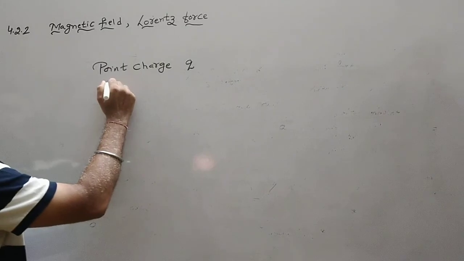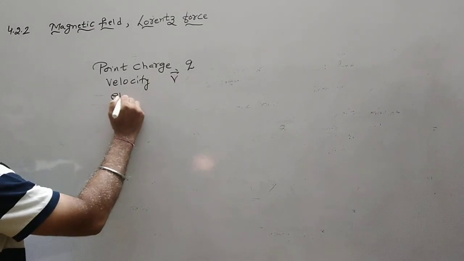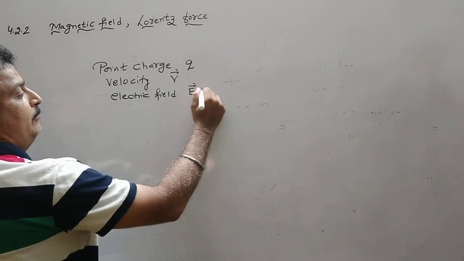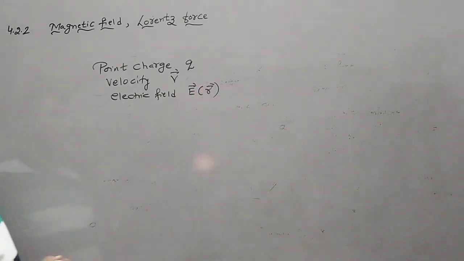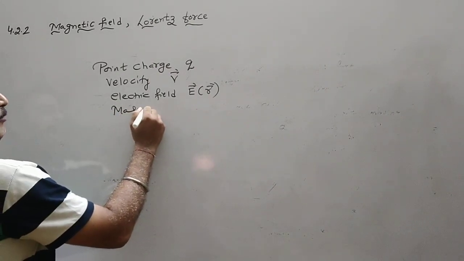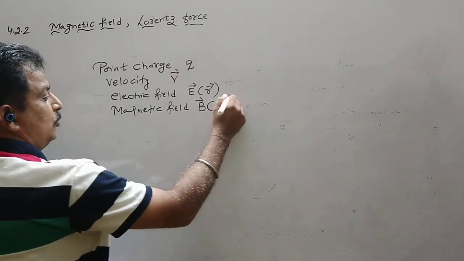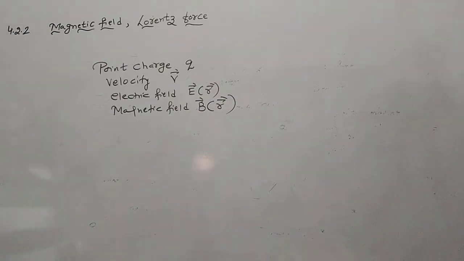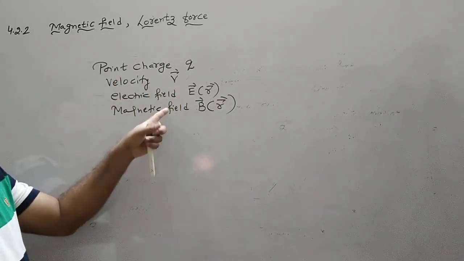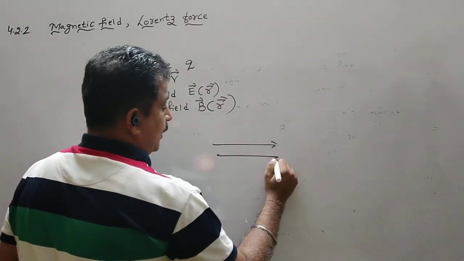that is q, velocity v vector, electric field at any instant, that is E vector of r vector, where r is the position of the particle at any instant, magnetic field B vector at any instant, so it is a function of the position vector of the particle. So if a point charge is moving with a velocity v, it will experience the electric force as well as magnetic force. So let us say this is an electric field.